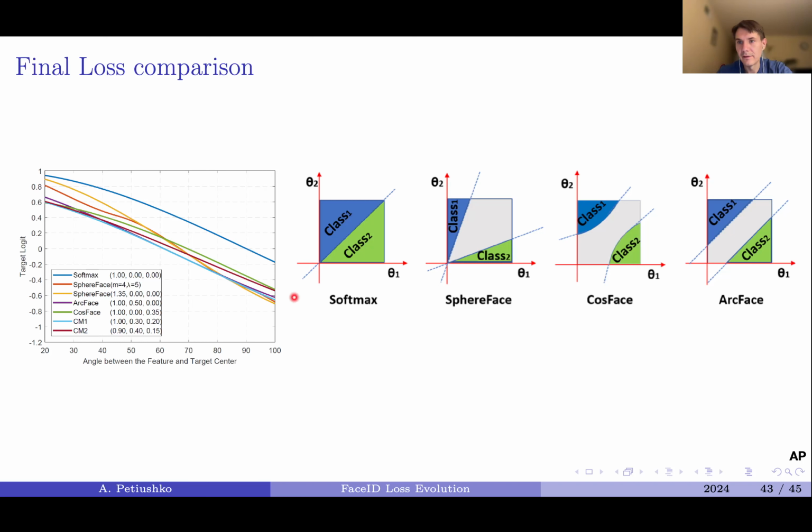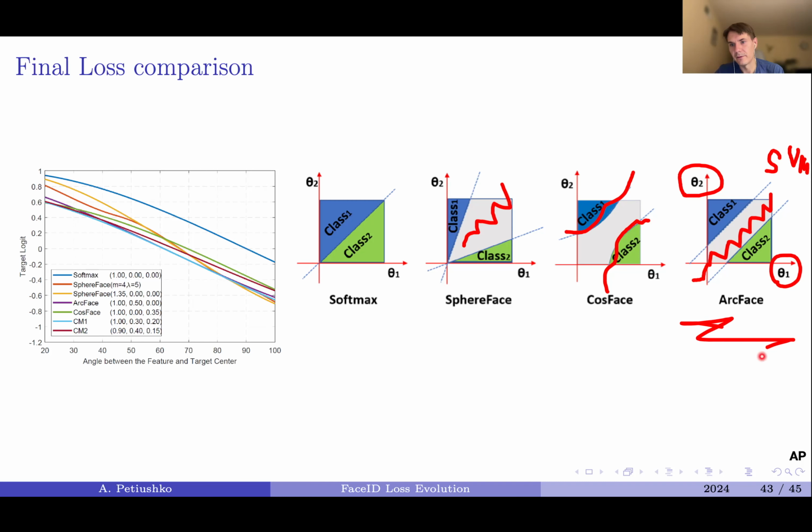And finally, as I said, for the arc phase, we have the usual margin as in an SVM for usual axis. For cos phase, these classes are sort of not linear. For sphere phase, we have this margin, but it becomes smaller and smaller. For softmax, we don't have it. So yeah, finally, we got it.